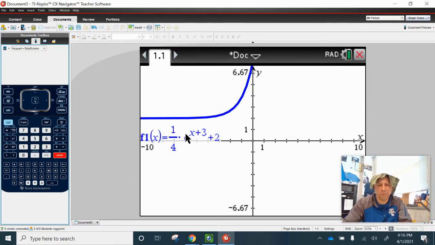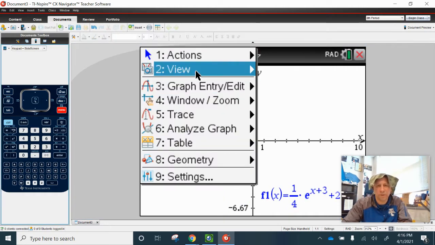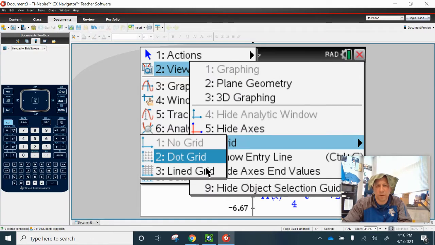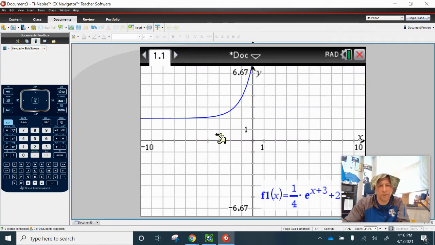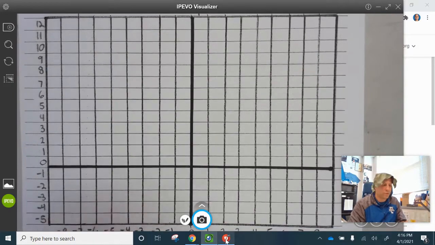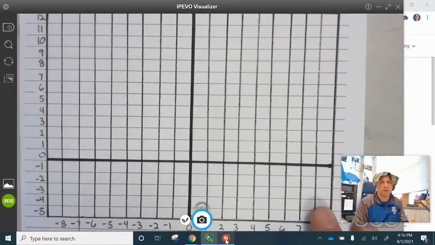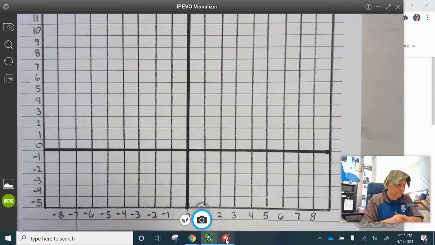Okay, I'm going to move this out of the way, and I'm going to go to menu, view, grid, line grid. This is going to help find our asymptote. So you can see here that positive 1, positive 2, we have an asymptote at y equals 2. Okay, so let's go ahead and graph that now. So we have a horizontal asymptote at y equals 2.